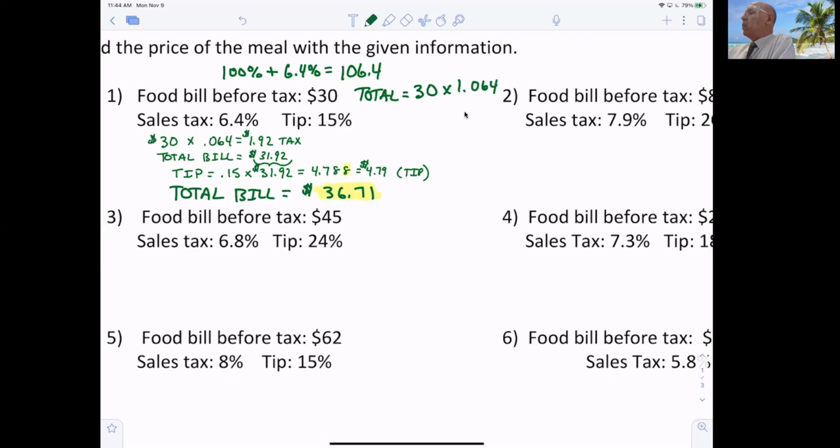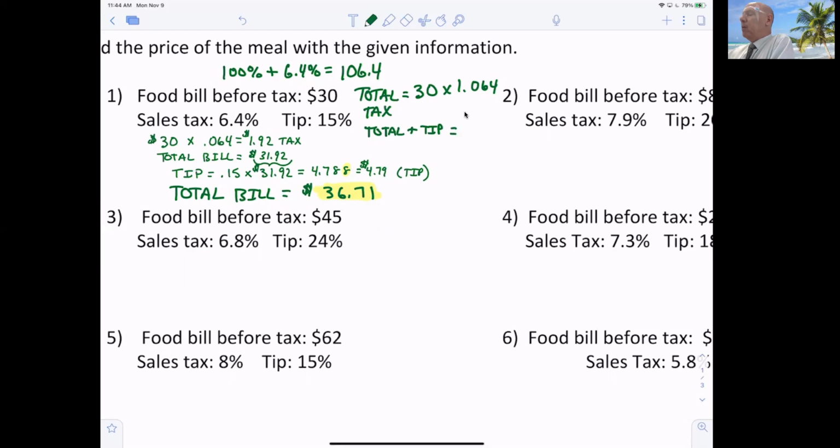Now that's the total with the what? That's the total with the tax, right? Does everybody agree with that? Now I want the total with the tip. So how much percent am I going to give for a tip? 15%. So what am I going to do?